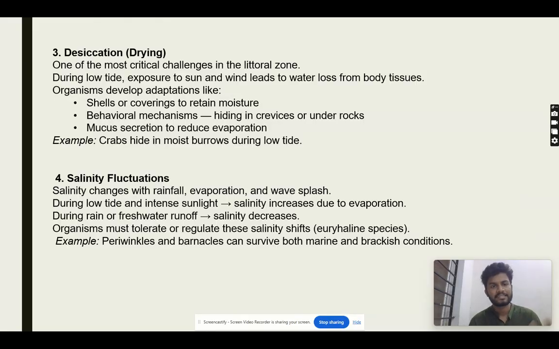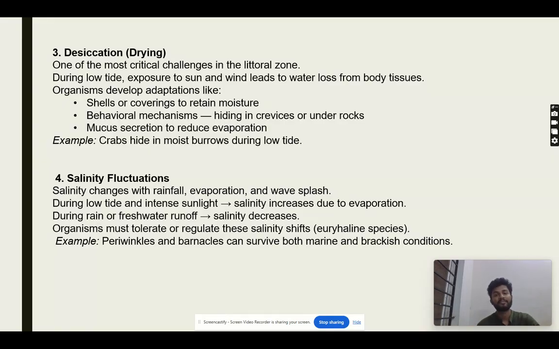Next is the desiccation, or the drying. One of the most critical challenges in the littoral zone is this particular abiotic factor. During low tide, exposure to sun and wind leads to water loss from body tissues. So when low tide happens, with the rise and fall of the sea level, the water loss from the body tissues of the organisms particular to the littoral zone will be more.